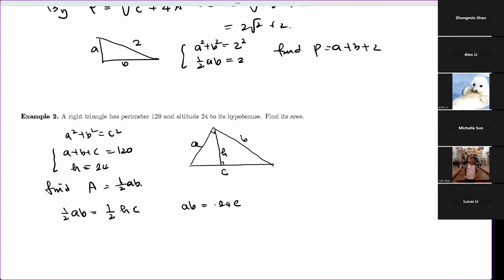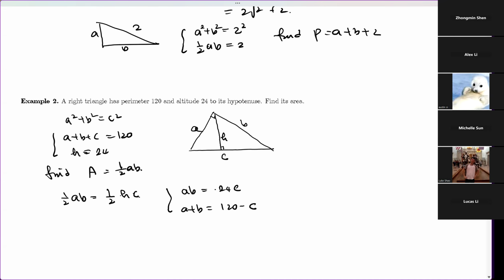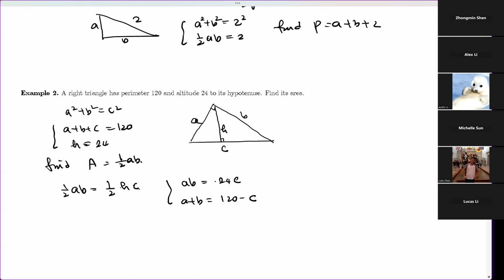Then we know the perimeter, right? So from the first equation, we know that A plus B equals 120 minus C. I think we are able to get an equation in C.